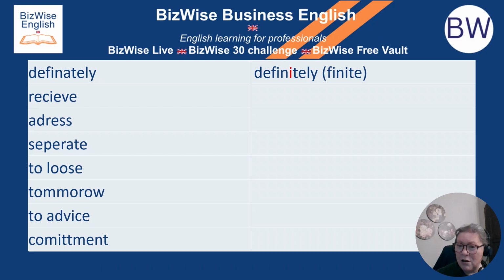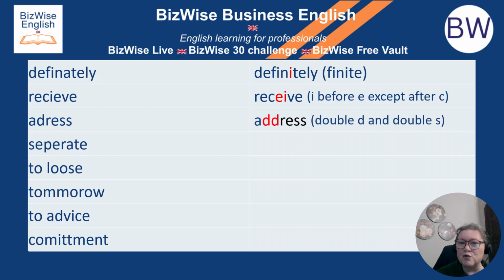Definitely has an I. Receive is EI. Address is double D and double S. Separate has an A in the middle. If it's a verb, it is separate. So we have two pronunciations. Separate is an adjective, separate is a verb.